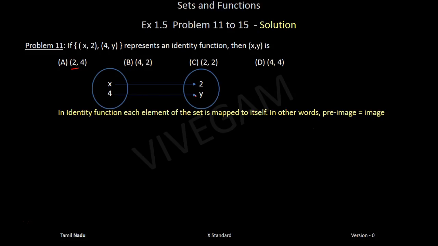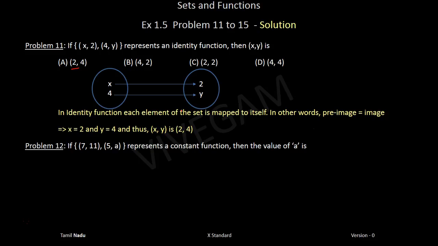Right. Okay, let's move on to problem 12. In this relationship, (7, 11) and (5, a) represent a constant function. Then what is the value of a? In a constant function, there will be only one image. All the elements of A, or the first set, will be mapped to only one number, that is a constant.